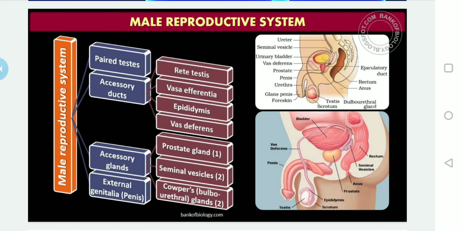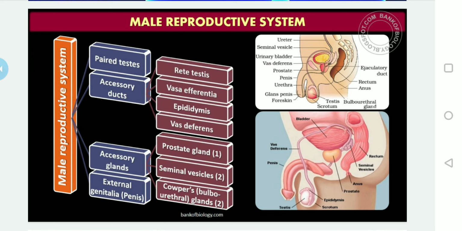External genitalia is commonly known as the penis. The accessory ducts consist of the rete testis, vasa efferentia, epididymis, and vas deferens. Among the accessory glands, majorly there are three: the prostate gland, the seminal vesicles, and the Cowper's glands, also known as bulbourethral glands.